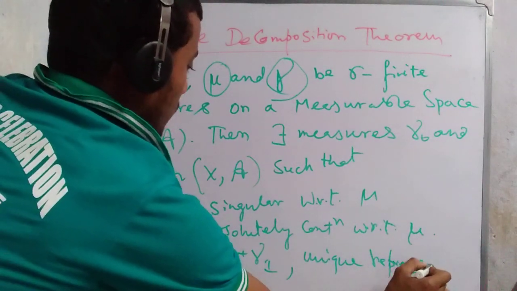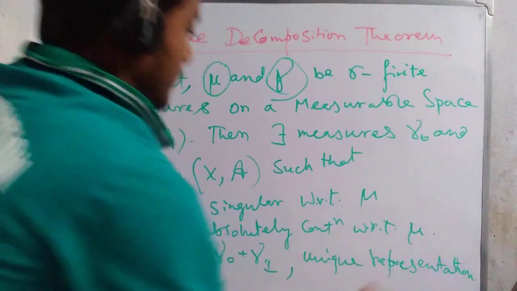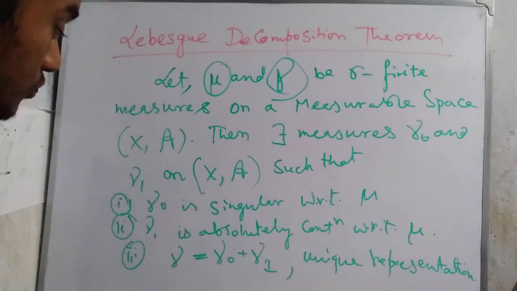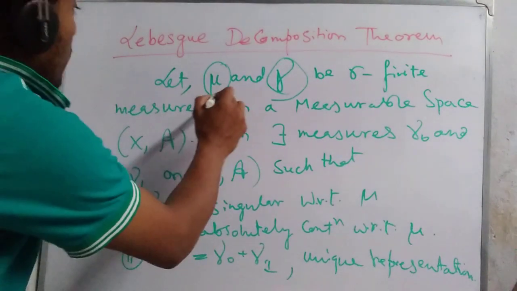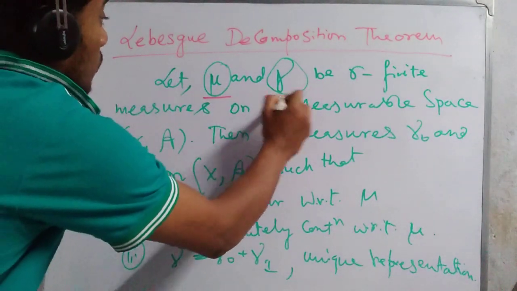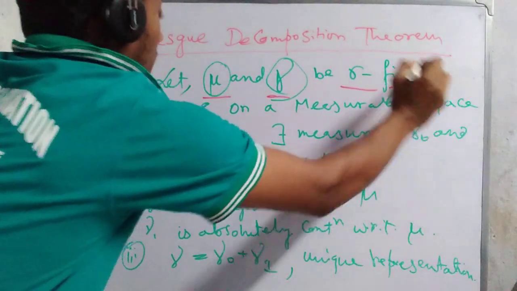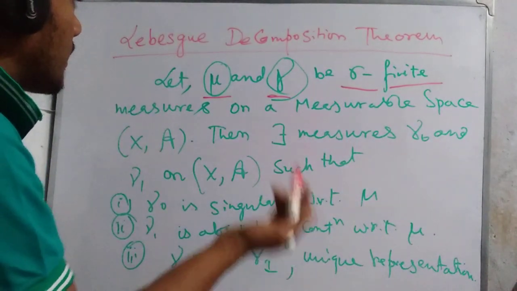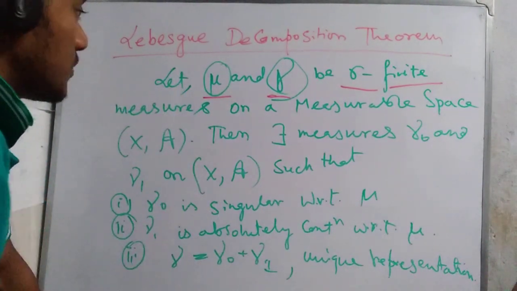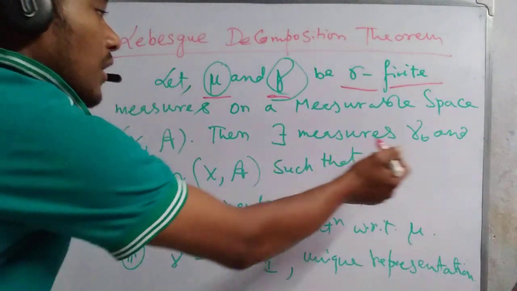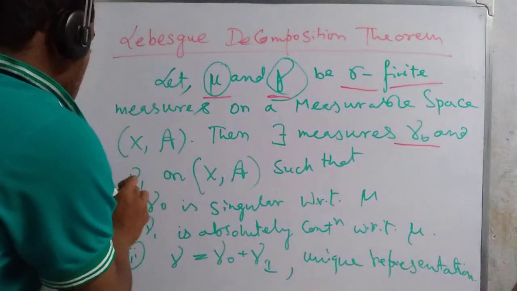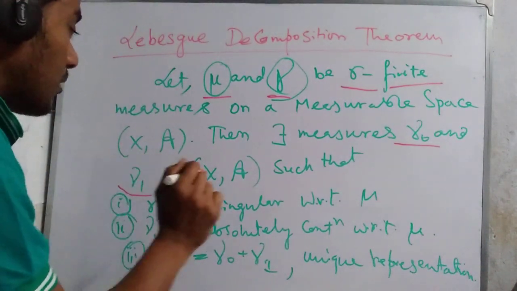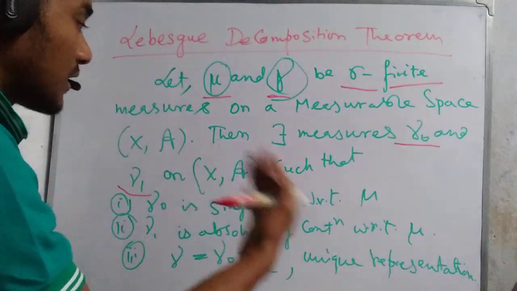We also proved this in the previous class. We just write the statement here and understand it. So what is here? We take these two measures. These measures are sigma finite. We know which measures are sigma finite: when some criteria are satisfied, the measure is called a sigma finite measure. And now we get two measures, gamma 0 and gamma 1.